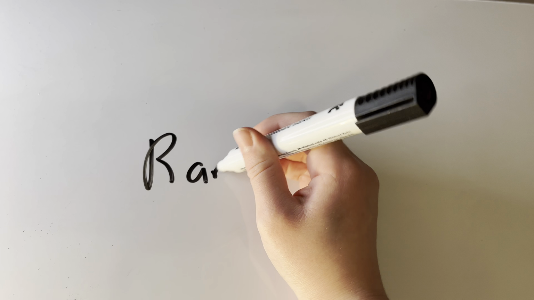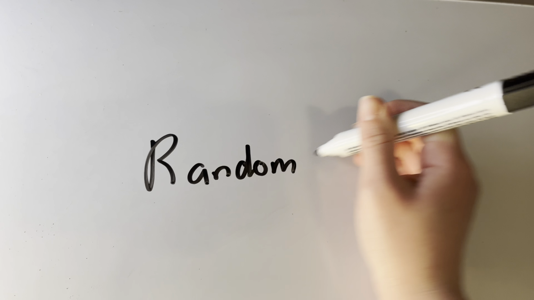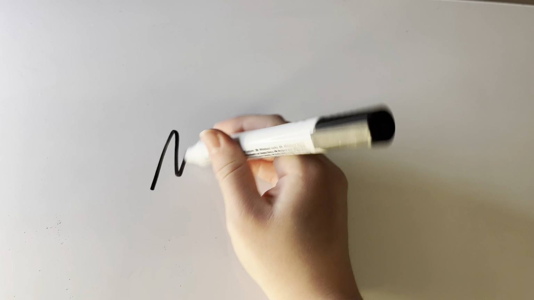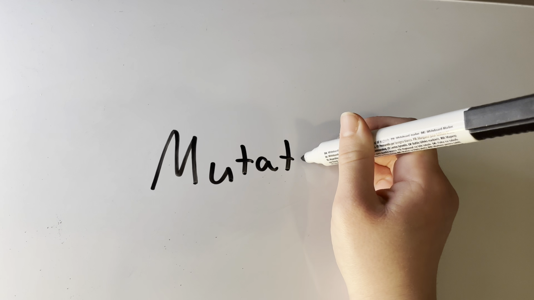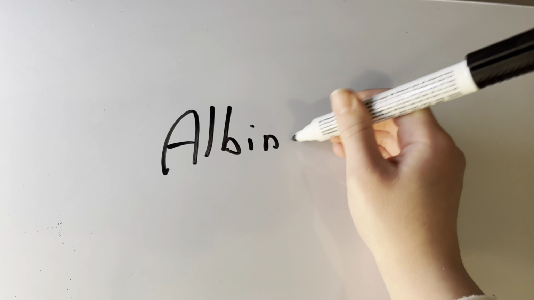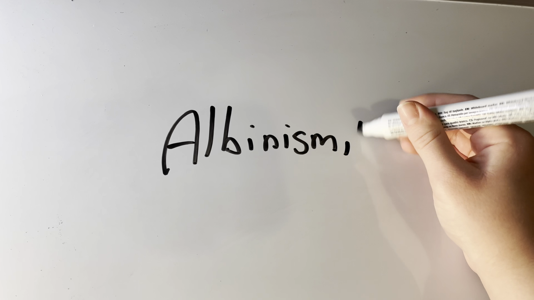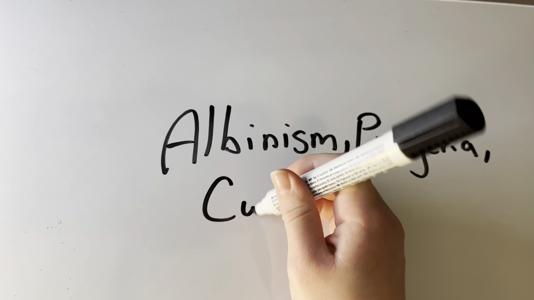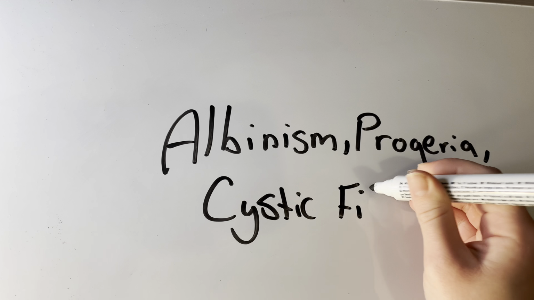As I previously mentioned, the order of amino acids determine the protein produced. Sometimes there can be a random change within these amino acids. This random change is known as a mutation. A mutation can cause a physical difference in an organism. A mutation could be albinism, progeria, or cystic fibrosis. We will look at cystic fibrosis in more detail in a future video.